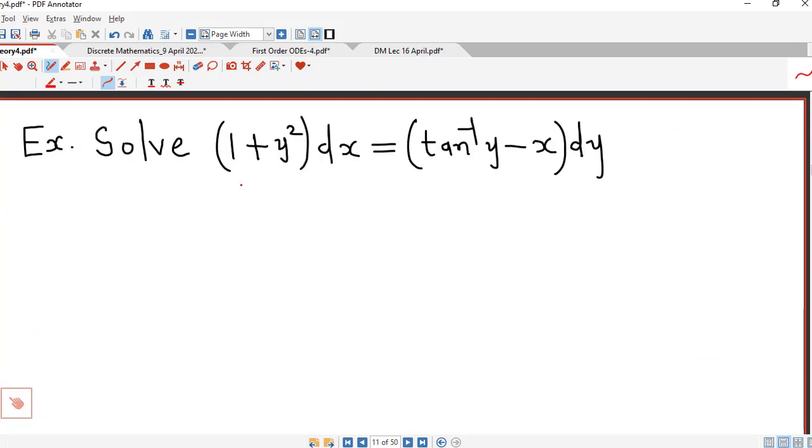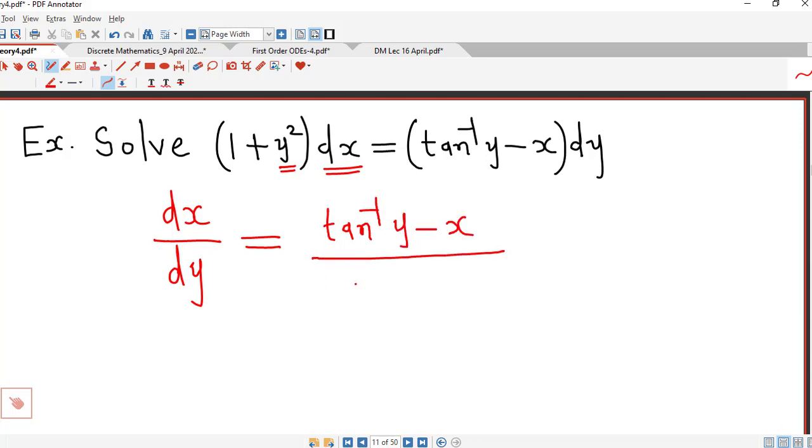The first equation is (1 plus y square) dx equal to (tan inverse y minus x) dy. We can see here the power of y is 2, so this is not linear if we consider y as the dependent variable. Instead of y, we will consider x as the dependent variable. So first we write it in the standard form. We find dx by dy, which is (tan inverse y minus x) over (1 plus y square).